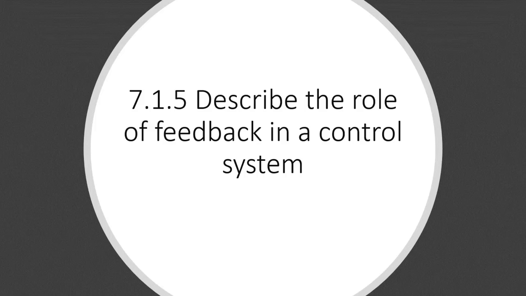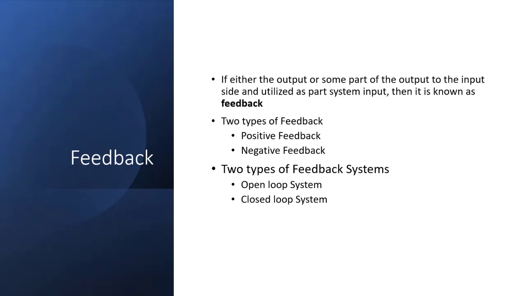7.1.5 describes the role of feedback in a control system. So feedback is either the output or some part of the output on the input side being utilized and put back into it, and otherwise there's no feedback. There are two types: positive and negative feedback.